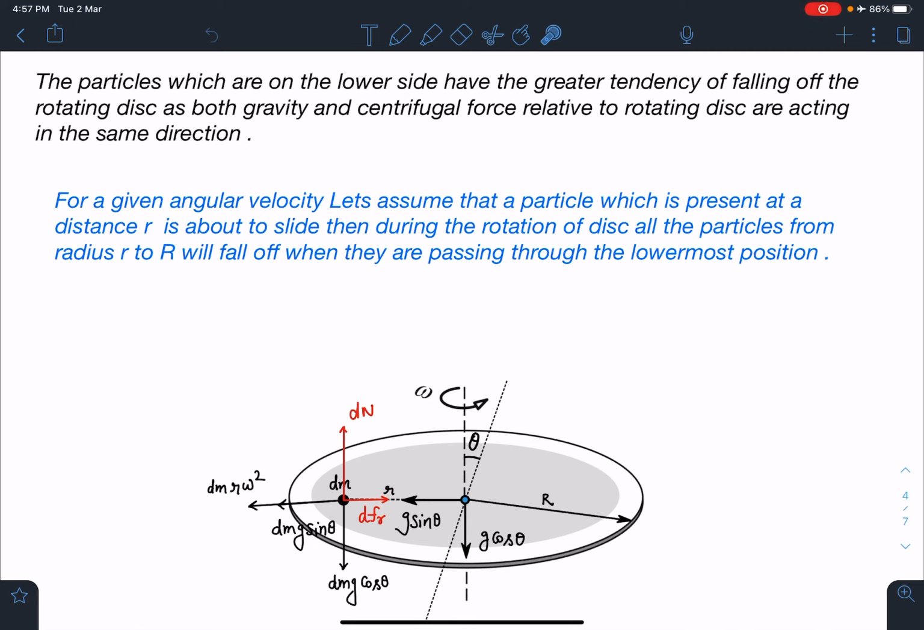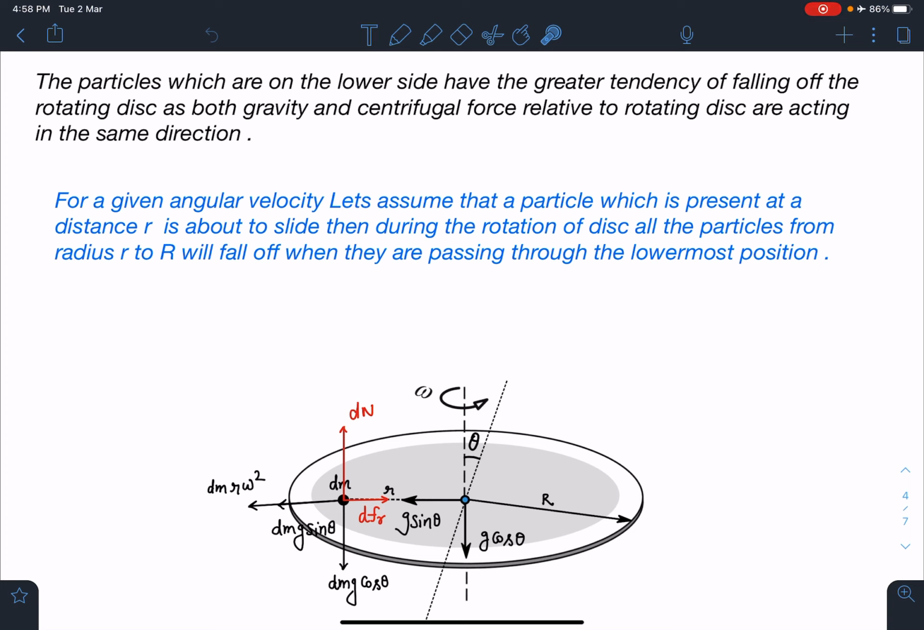That will not be the case at any other point if you check, because then the resultant force will decrease, and the friction will be acting towards the center, as here you can see the overall force on this particle. Let's assume it is not sliding just now.